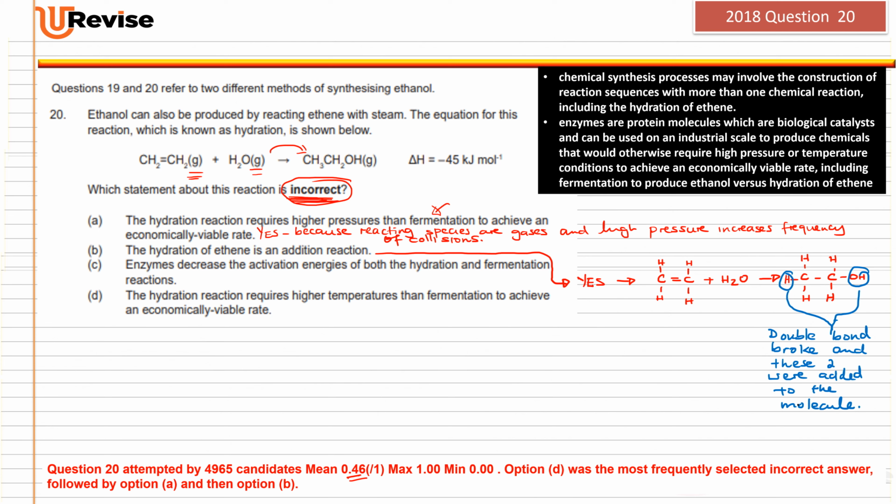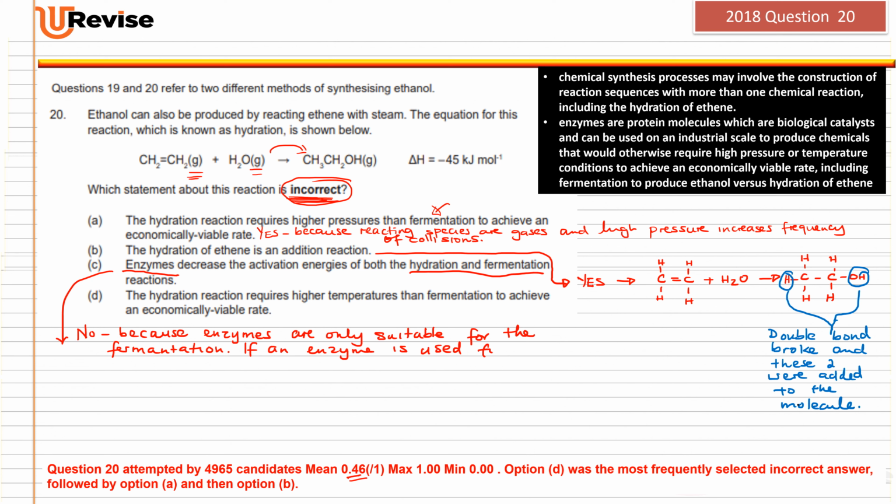Now let's take a look at part C. Enzymes decrease the activation energies of both hydration and fermentation reactions. This is incorrect. Why? Because enzymes are only suitable for the fermentation process. If an enzyme is used for hydration, it denatures. Therefore, C is the incorrect answer that we are looking for. Okay, it's the correct answer that we are looking for. So this one is the answer we are looking for. We have agreed that we're not looking for these ones because we are looking for an incorrect answer.